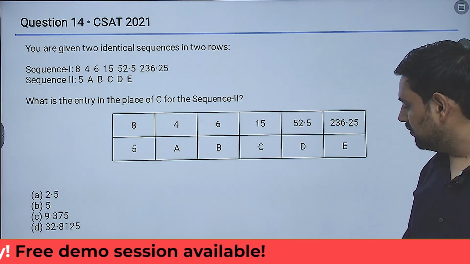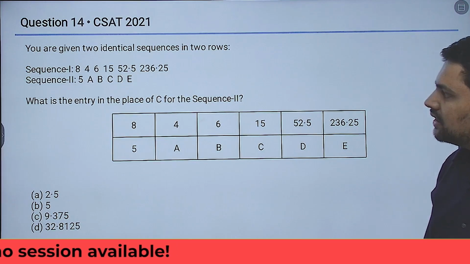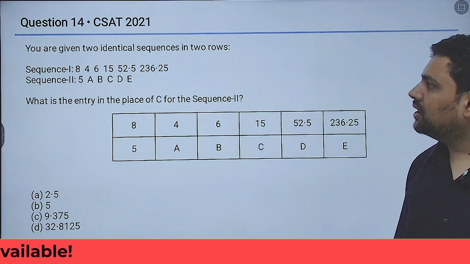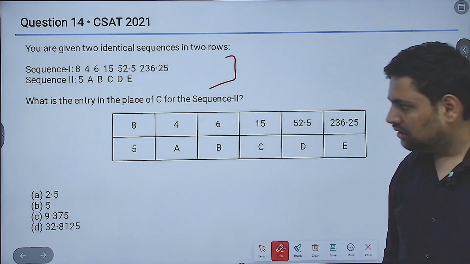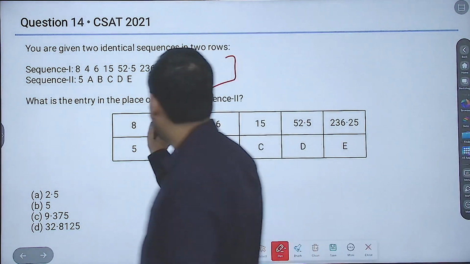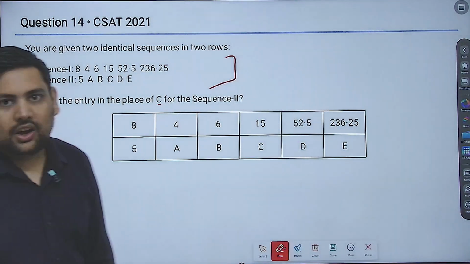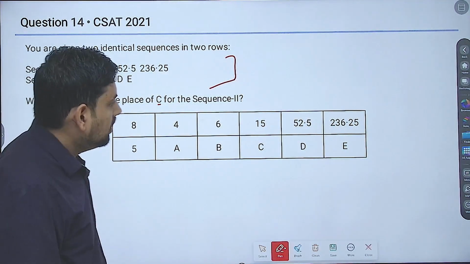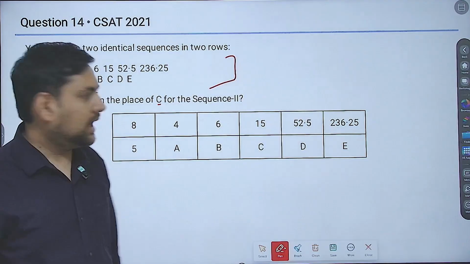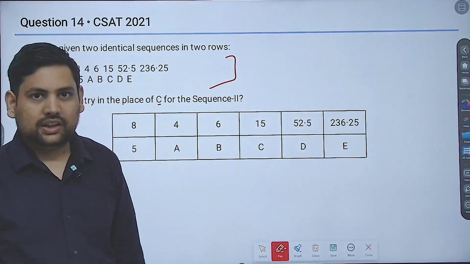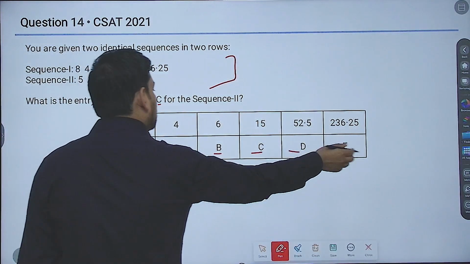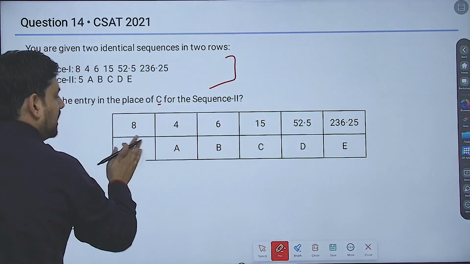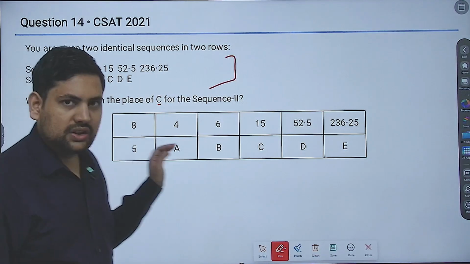Yeah, let's do this one. This is a good question. What it says: you are given two identical sequences in two rows. So it is written that this is identical. Then you need to find what will come in place of C. How we had learned: first we look in the horizontal direction, is there a pattern, and then we look in the vertical direction. Now the vertical direction does not make much sense here because all these are variables. So there must be some pattern in the horizontal direction.